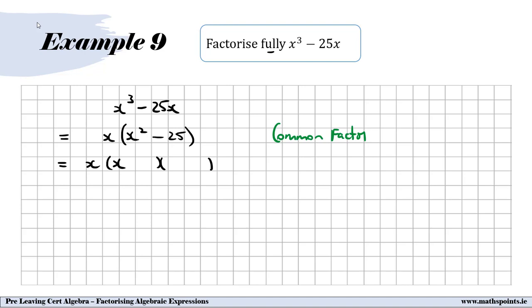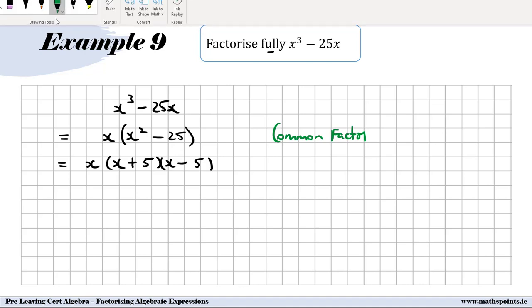So that's x by x. And then in the second part of each bracket, it's the term being squared to give a 25. And that's obviously going to be a 5 and a 5. And remember, the difference of 2 squares is always a plus and a minus. So this is a combination factorizing question.